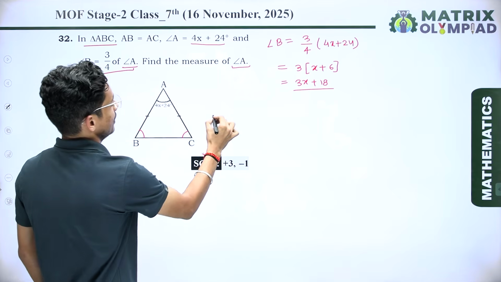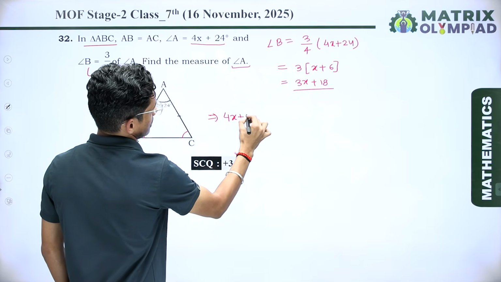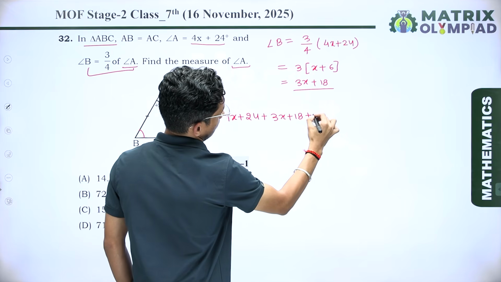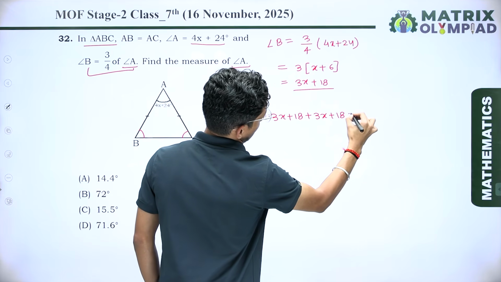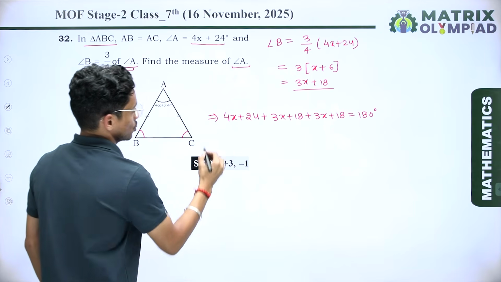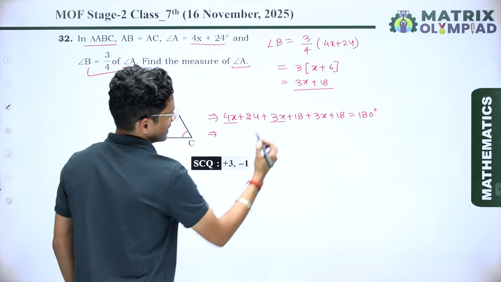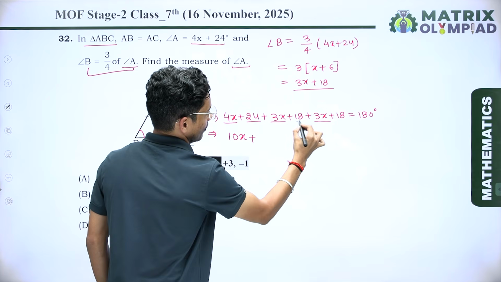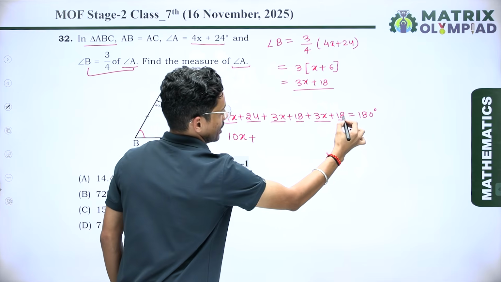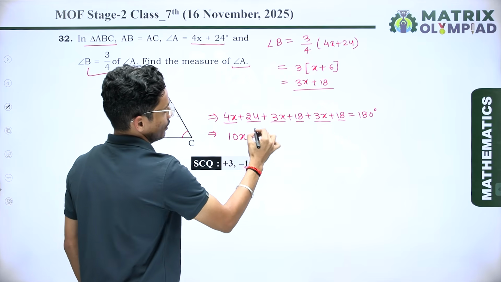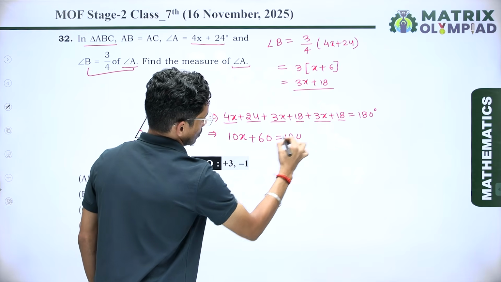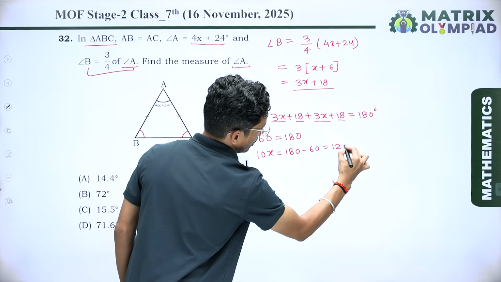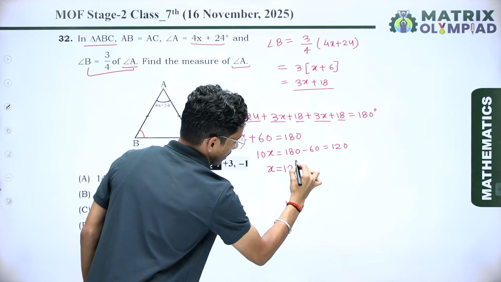So I can write here 4x plus 24 plus 3x plus 18 plus again 3x plus 18 is equal to 180 degrees. So 4x plus 3x is 7x, 7x plus 3x is 10x, plus 24 plus 18 plus 18. 18 and 18 is 36, 36 plus 24 is 60, equal to 180. So 10x is equal to 180 minus 60, that is 120. So the value of x is 12.